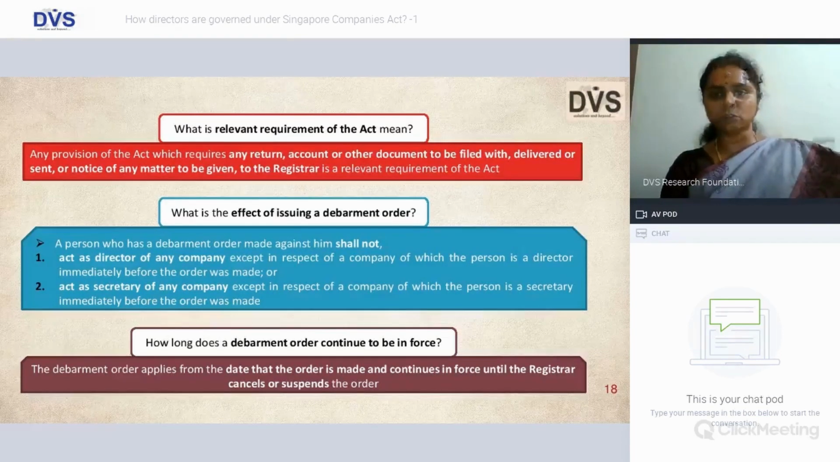Now we shall read the provisions of debarring a director under section 155B of the Singapore Companies Act.